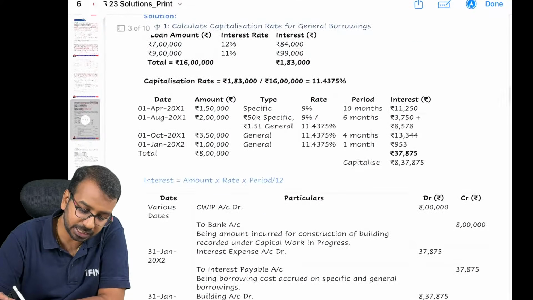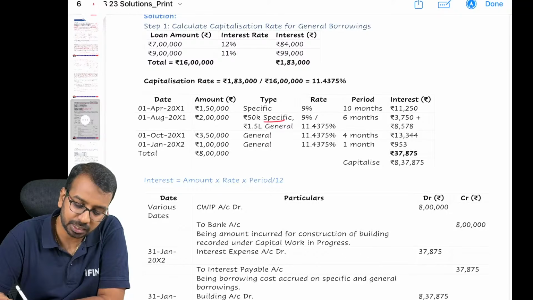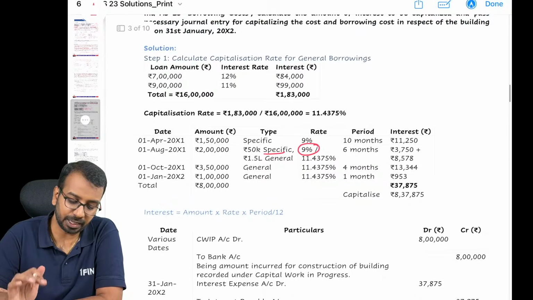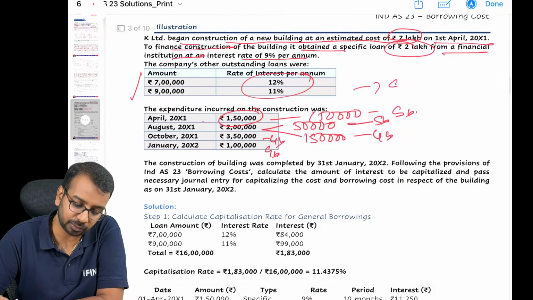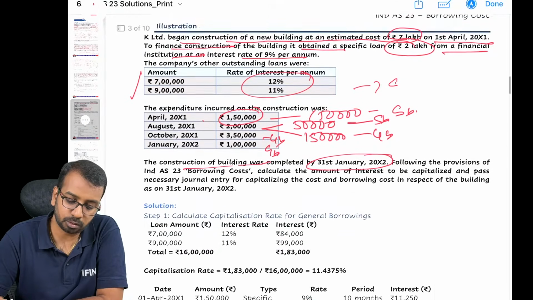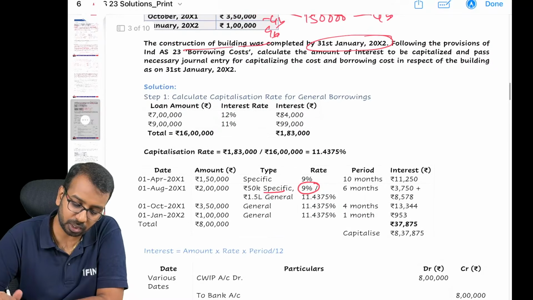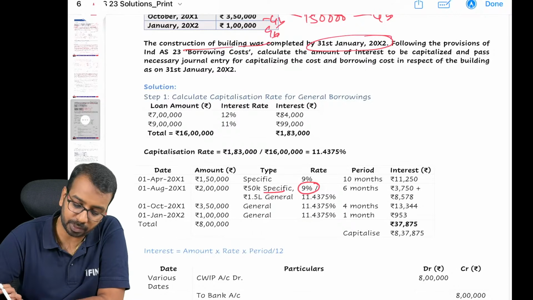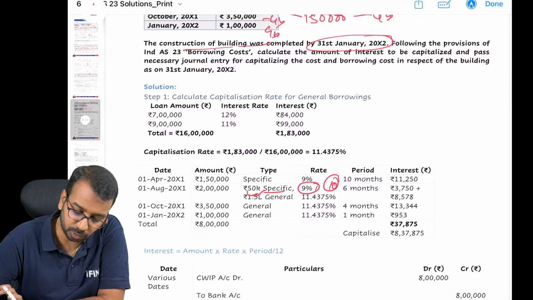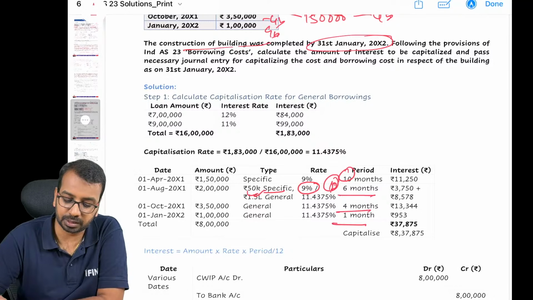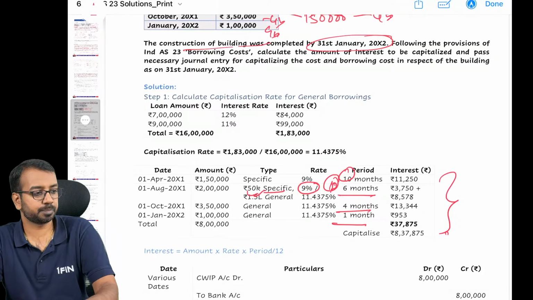Now wherever there is a specific borrowing, you will take 9% as the rate and do the calculation. The construction was completed by 31st of January, so accordingly you will do the calculation. So 50 into 9% into 10 divided by 12. Here it is 10 months for this specific borrowing. For general borrowing, take the number of months and accordingly get to the total cost.